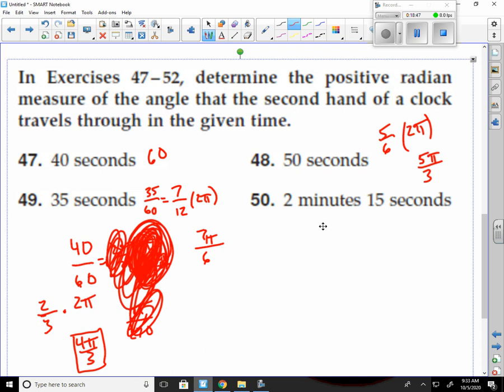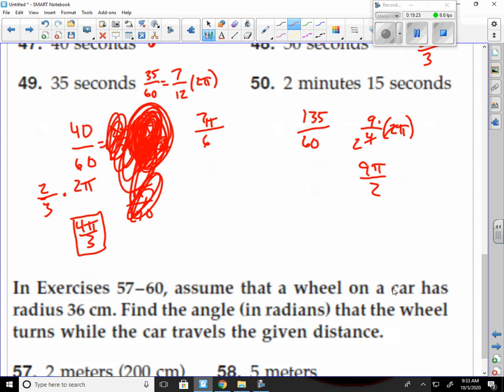This last one is a little more difficult because we go around a full 2 times. So that's 120 plus 15. So that's 135 over 60. I can reduce that to 9/4 times 2 pi. It gives me 9 pi over 2. That's it for those ones.